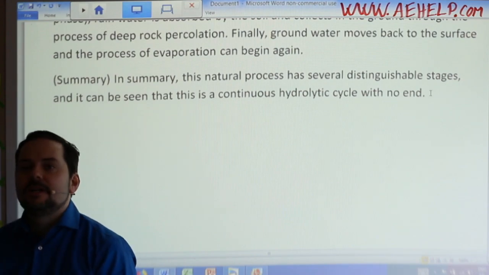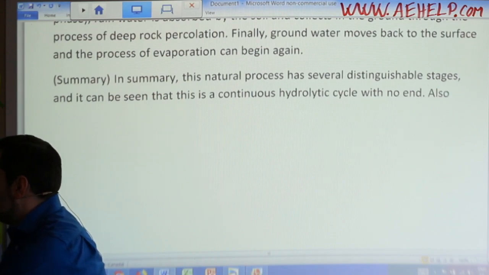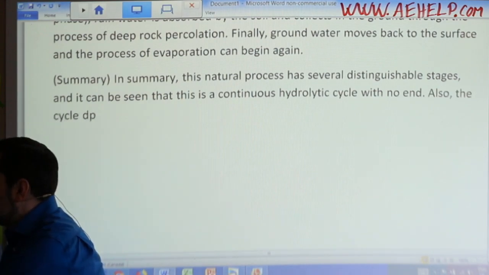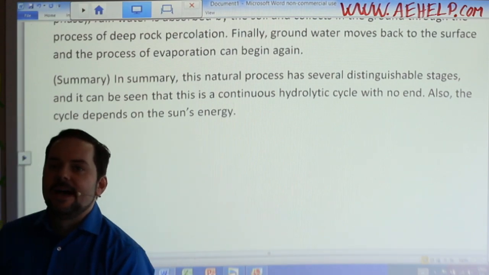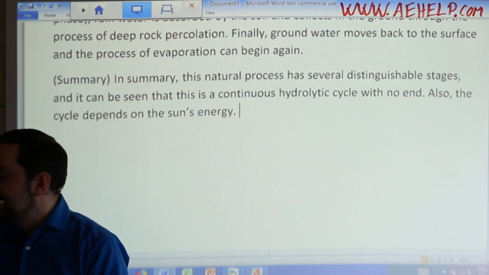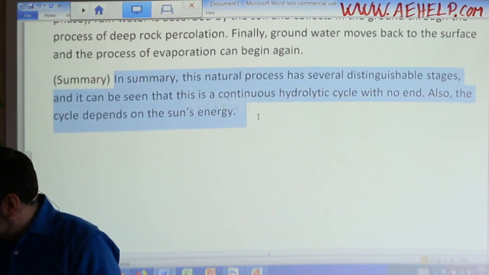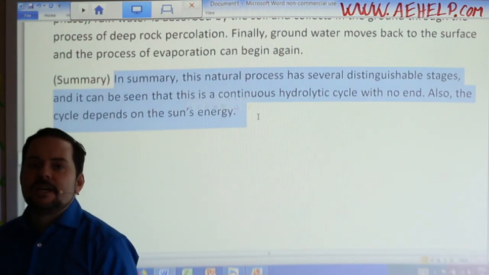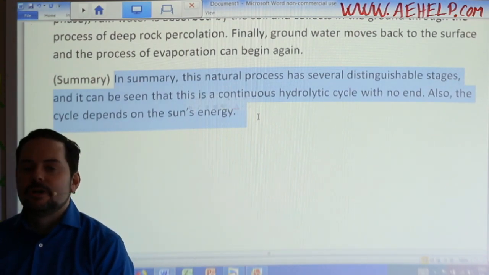If we want to be really clever and add a little bit more in there, we can say also the cycle depends on the sun's energy. Okay, so we can add that in to make it really a nice summary. And now if we check, we will see that this is 32 words. Yay! So our total word count is about 155, 160 words.